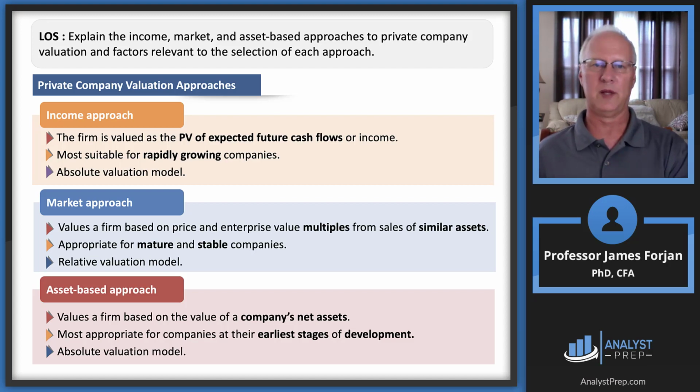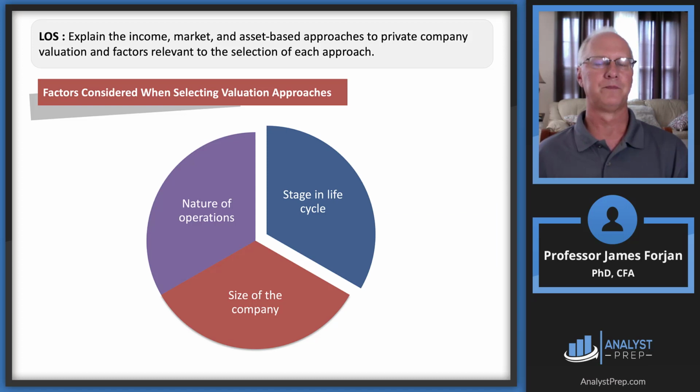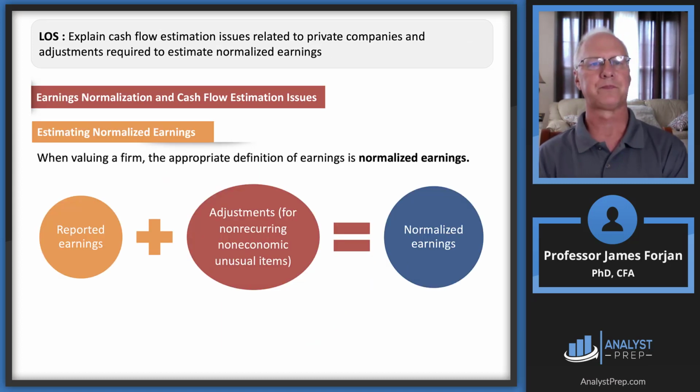A couple of really potential exam questions here. Notice the third arrow point under each block: absolute for income, absolute for asset-based, but relative for market-based. I'm sure we talked about that before in previous readings, but that sounds like a good potential exam question to me. Of course, what else do we need to consider? Nature of the operations, size of the company, and stage of the life cycle. That should make perfect sense.